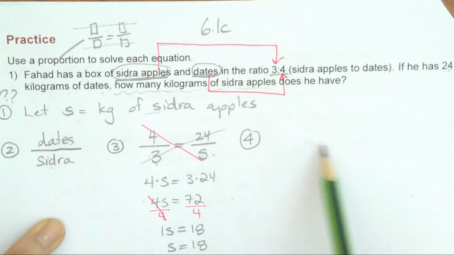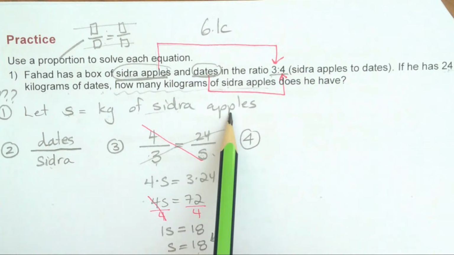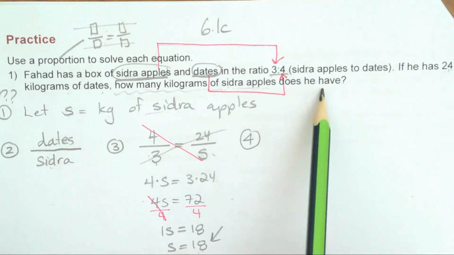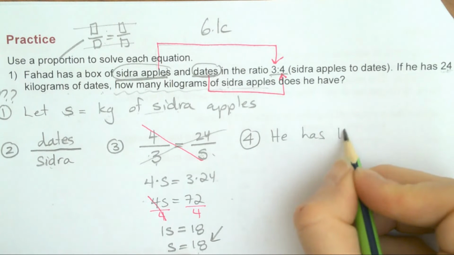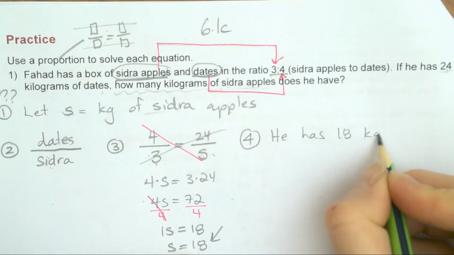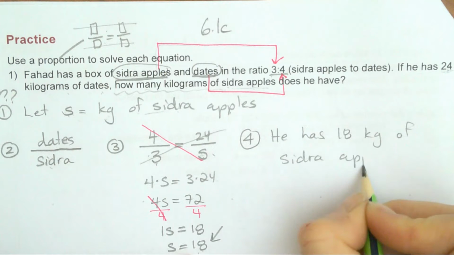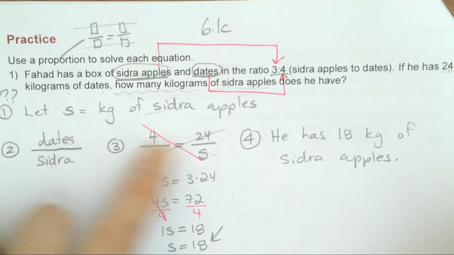Now the last step is you always have to, if you have a story, finish with an English sentence that shows you understand what the 18 means. 18 represents the kilograms of Sidra apples. So what's the question? How many kilograms of Sidra apples does he have? He has 18 kilograms of Sidra apples. There. So step 1, step 2, step 3, step 4. Let's do the next one.